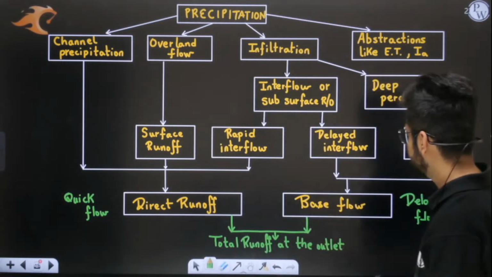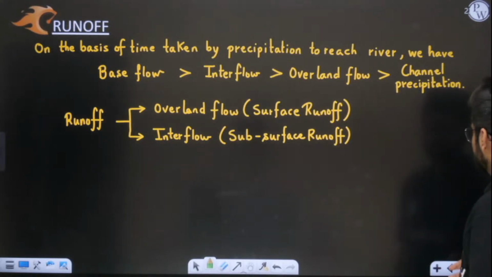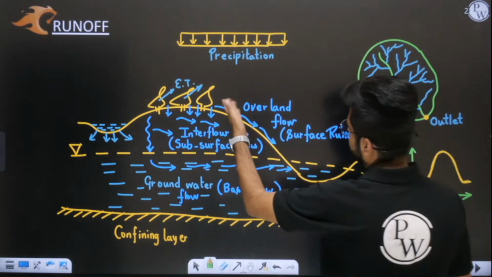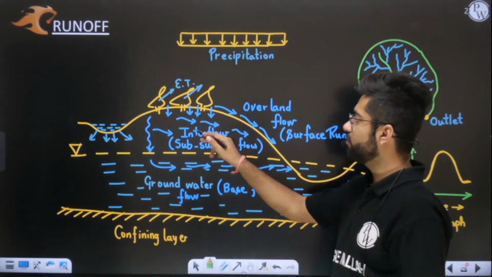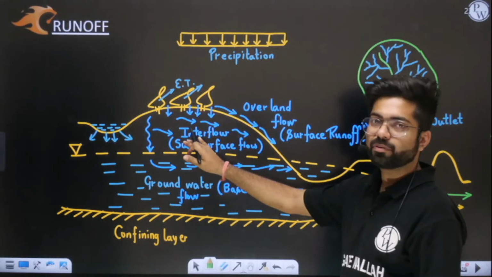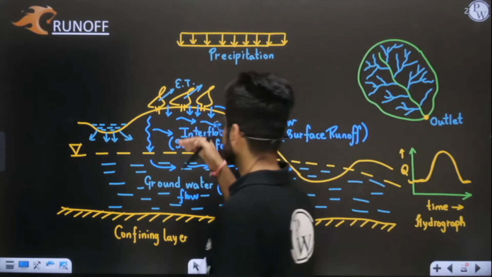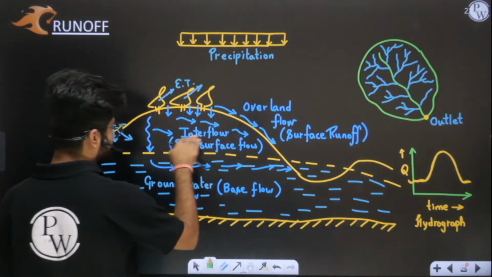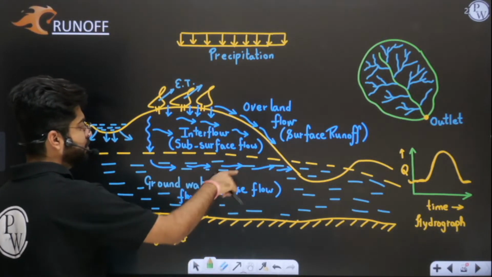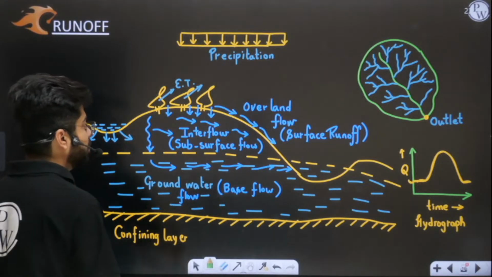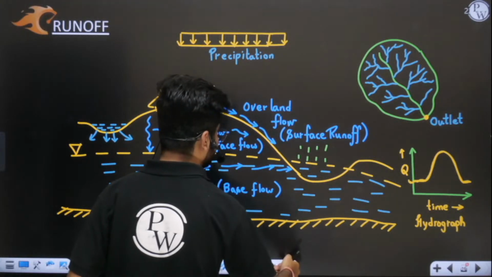Okay, sir, in this diagram you have told me that whatever water is flowing above the land, obviously that will reach quickly. So that is quick runoff. In interflow, some part will be quick, and the part which is going deeper will be slow. Whatever is reaching quickly is direct runoff, and the water which is going to the ground, which is none other than base flow, will take time to reach your river. So obviously that is delayed flow. And the water which falls directly on your channel is obviously quick.